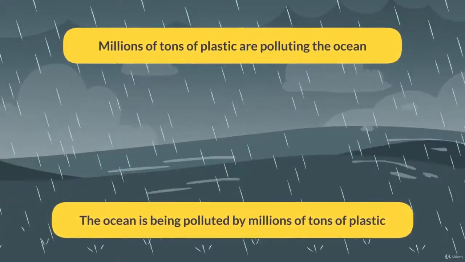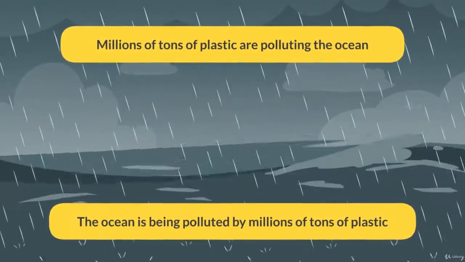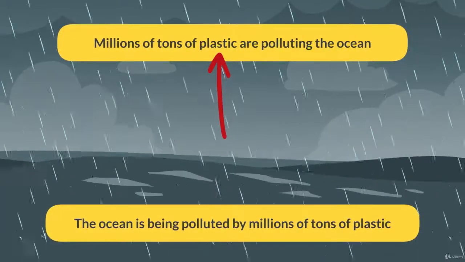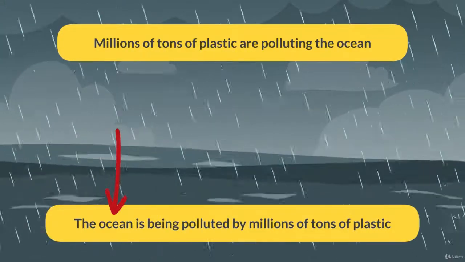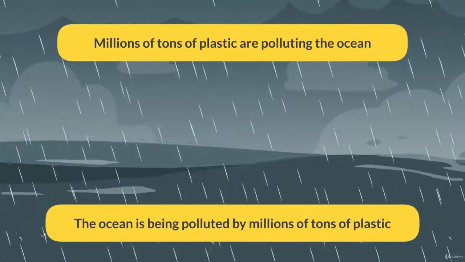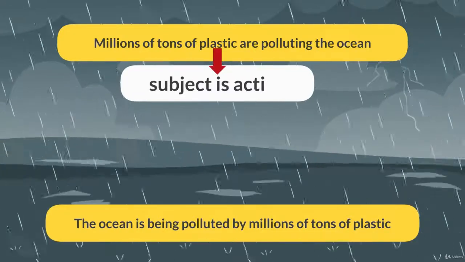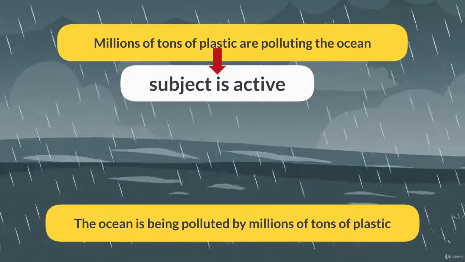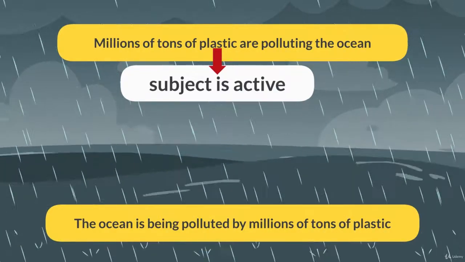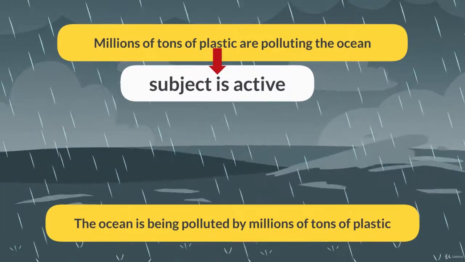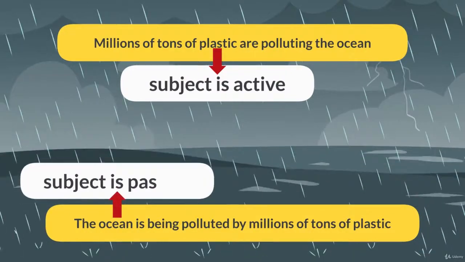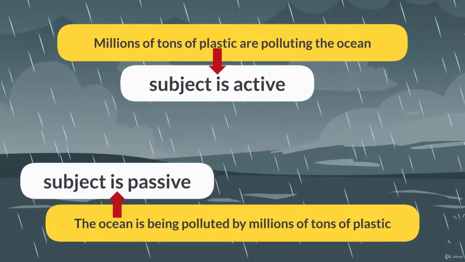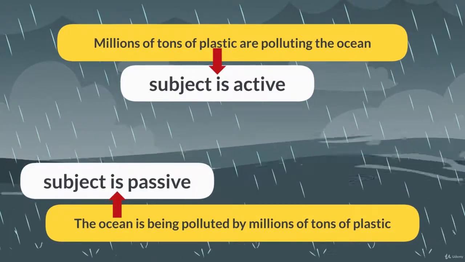The same context, different focus. In the active sentence, we focus on plastic. In passive, on the ocean. In an active sentence, the subject is active. It's doing an action. Plastic is polluting. In a passive sentence, the subject is passive. The ocean is receiving the action. It's not doing anything.